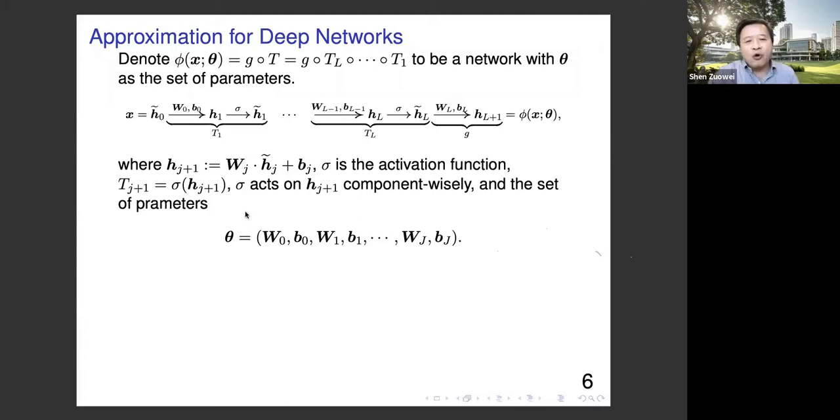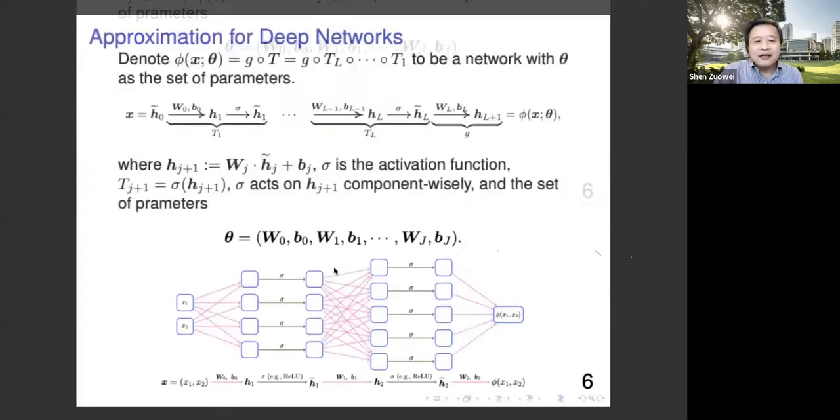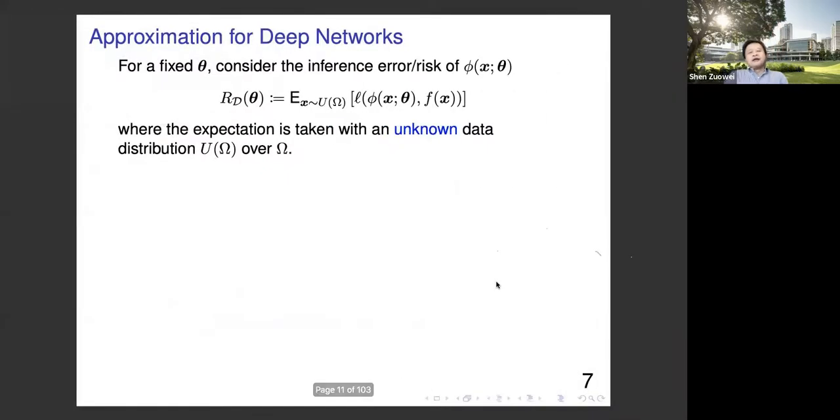So you put all the parameters together, and you have a huge number of parameters. Deep learning, in some sense, is the neural network. You can see it many times. So what we are doing is the approximation of a deep neural network. This is your phi x theta.